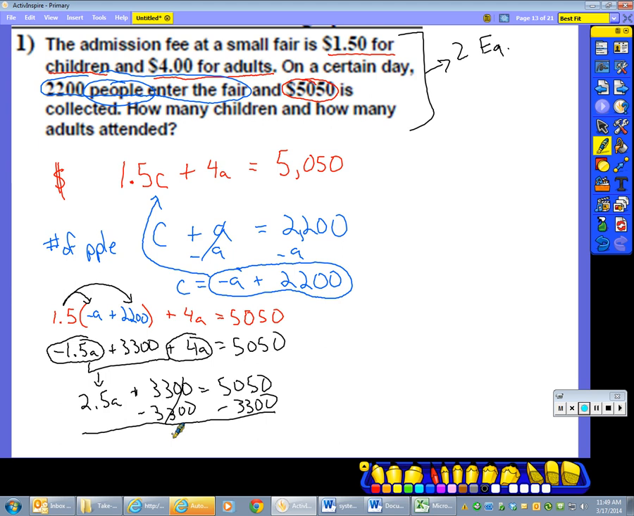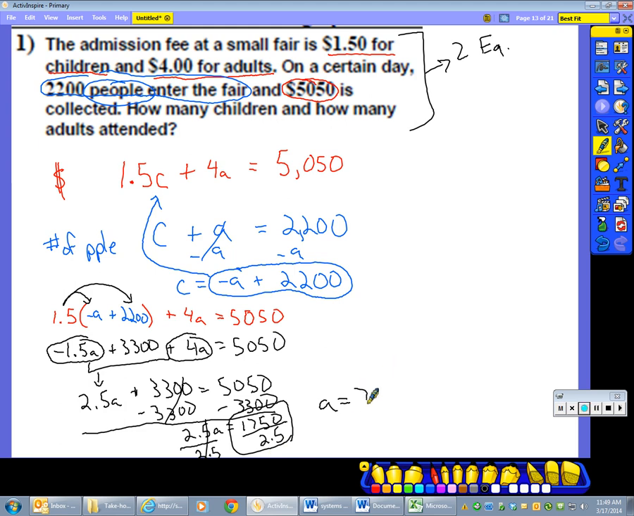You're going to end up with 2.5a equals 1,750. And then I'm going to divide the left side by 2.5, divide the right side by 2.5, and I am left with a equals, you would have to divide that out, but you're going to find out that a equals 700. So now, with this information, you know a equals 700, you're going to plug that in for a, and then find out what c equals.